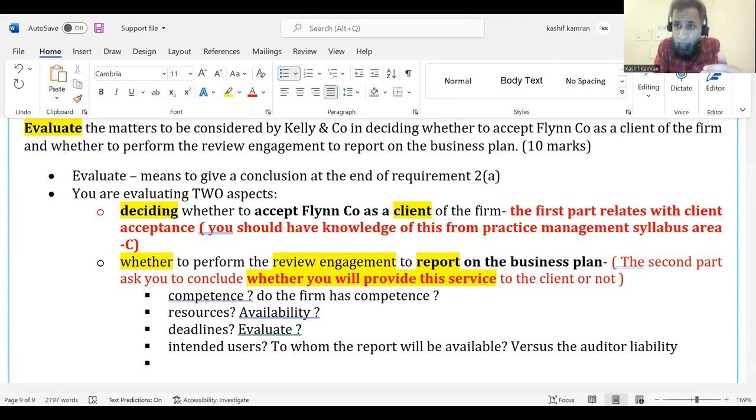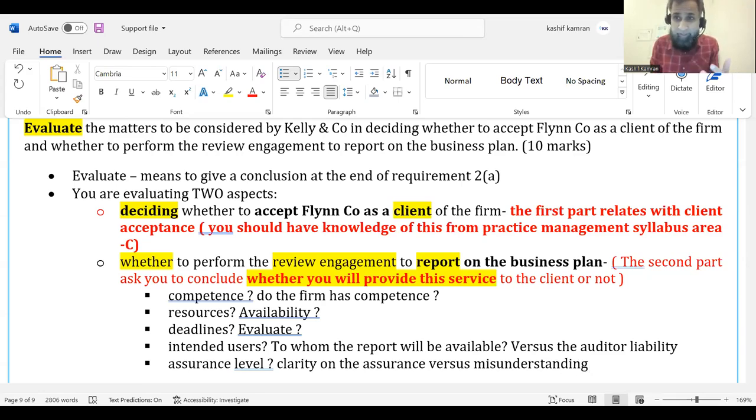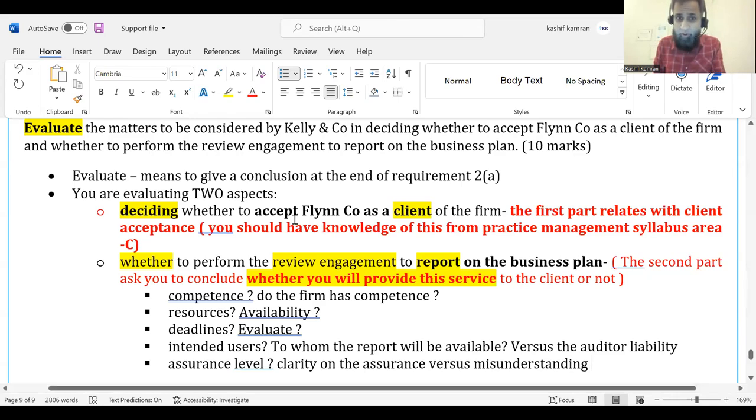Then again, because you're reporting on a business plan, when you are accepting a service, you also need to agree your assurance level with management. You need to have clarity on the assurance level. There could be a misunderstanding between you and the management about the assurance level, because you are offering a review engagement currently. The management might believe you will offer them a reasonable assurance when you are offering a review engagement, and we know a review engagement is a moderate assurance.